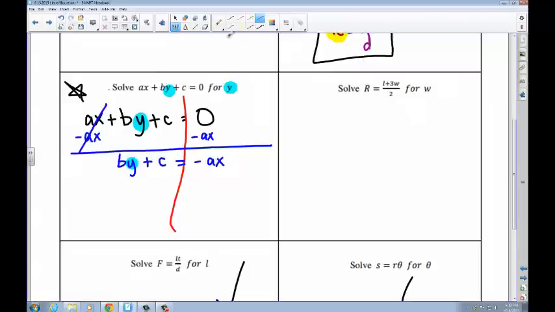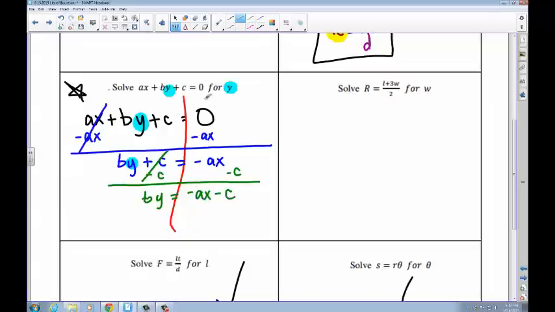Okay, so now I see that something else is in the way. I know that I have a c, so I need to subtract my c. So I'm going to subtract my c. I'm going to put it off to the side because I know they're not like terms. Since they're not like terms, I can't combine them. This cancels, and I'm left with by is equal to negative ax minus c.